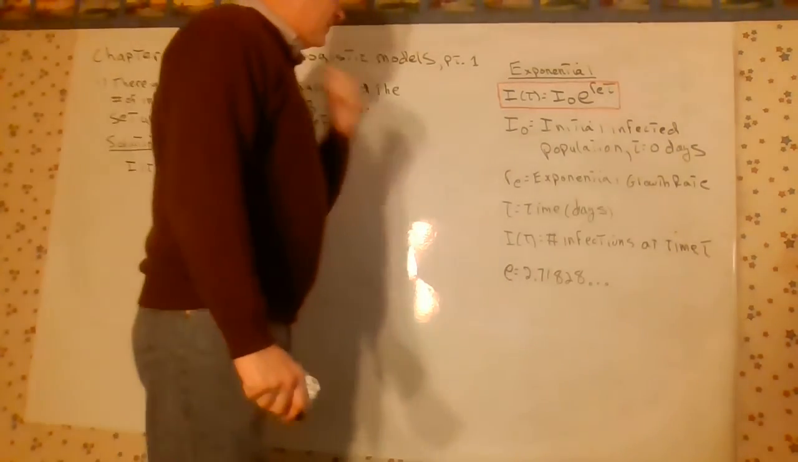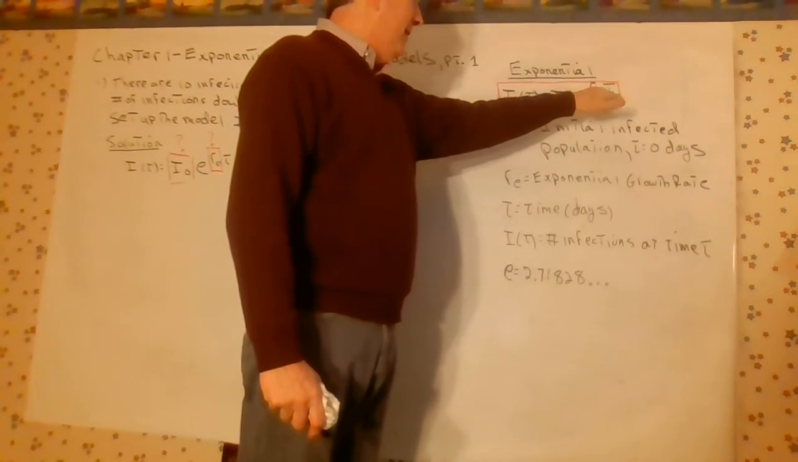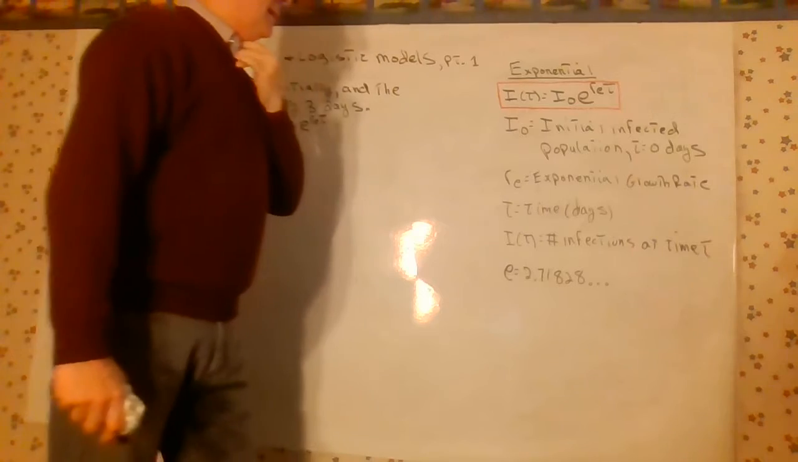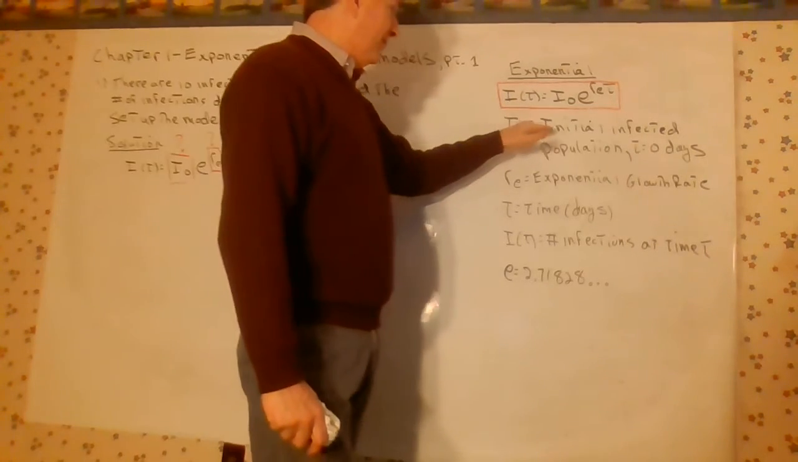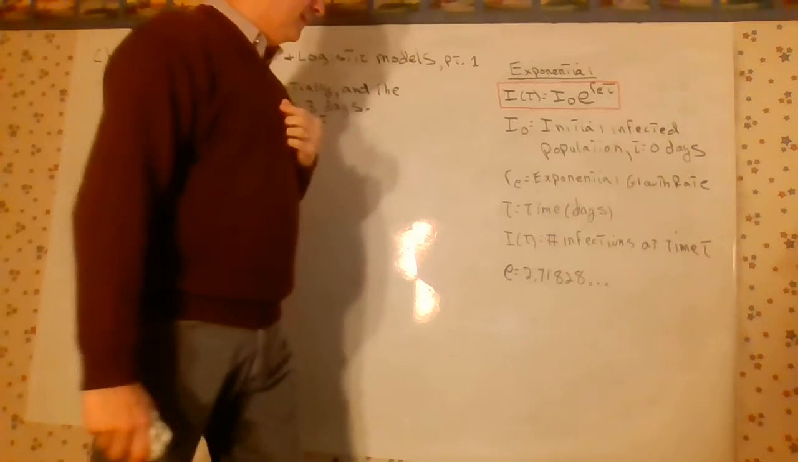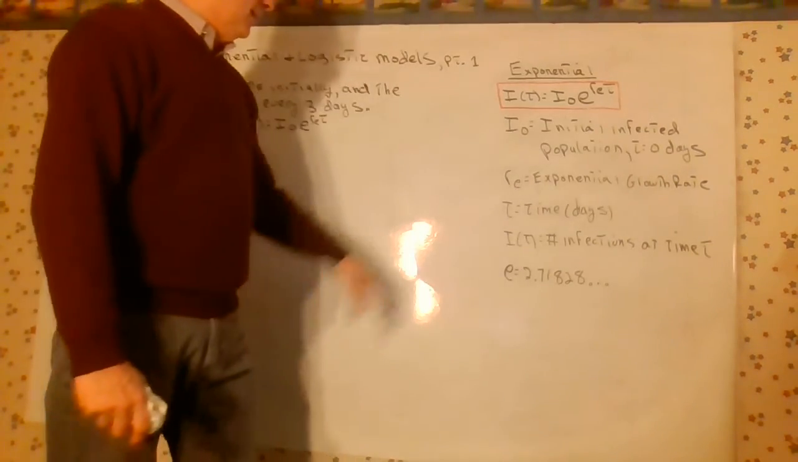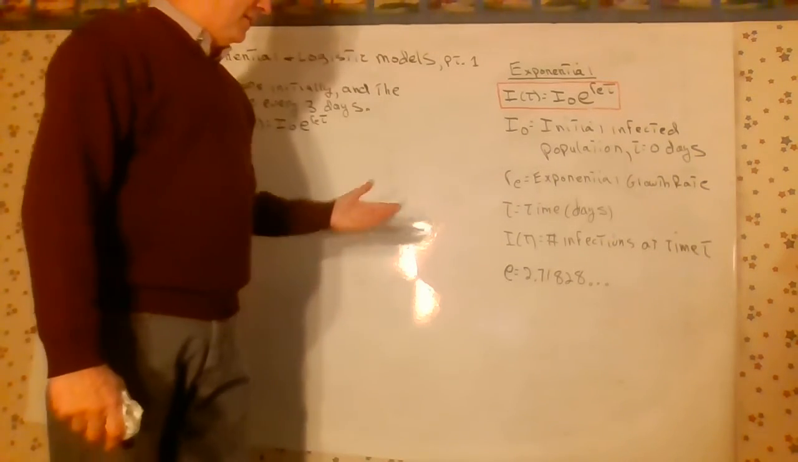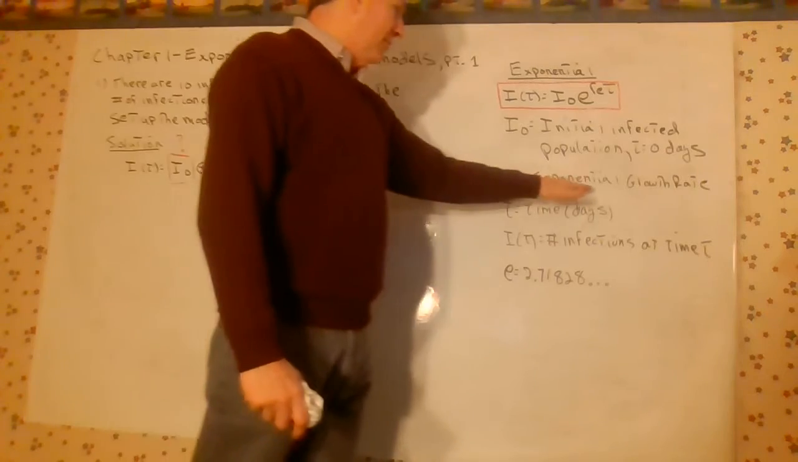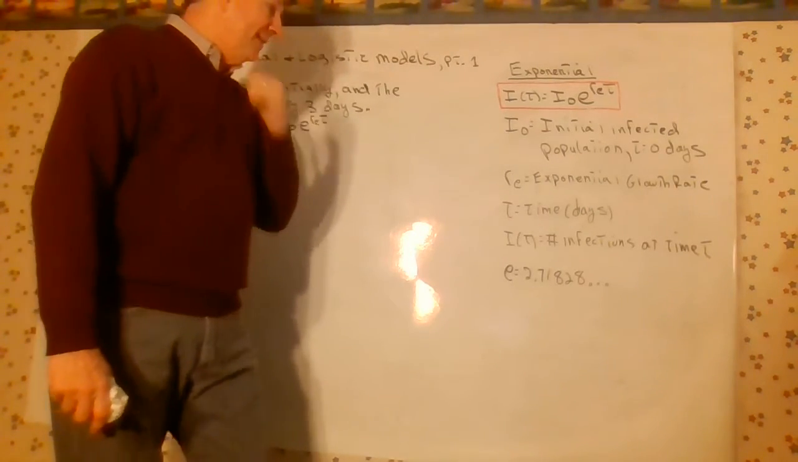Our basic exponential equation says I of t equals I0 e to the r sub e times t. That's an exponential growth equation. In this case, I0 is the initial infected population, and that's at t equals 0 days. R sub e, that's a subscript e, not times e. R sub e is an exponential growth rate, and we'll talk about that more in a minute.